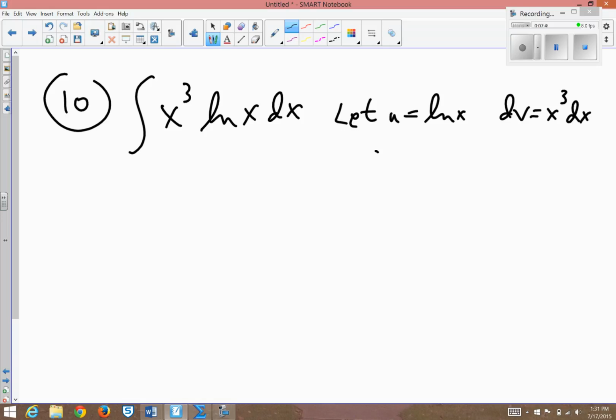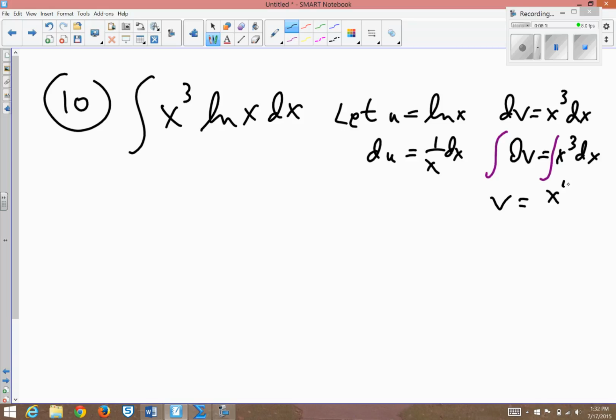From u we get du. The derivative of the natural log of x is 1 over x, so du equals 1 over x dx. When we have dv equals something, we take this purple pen and show you we do this to both sides of that, because the integral of dv is just v. The integral of x to the 3rd dx is x to the 4th over 4 plus c. Do not write the plus c.